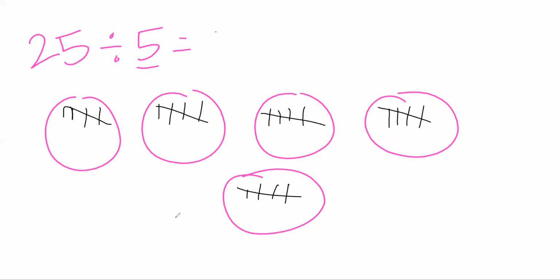And as I can see, I have 5 in each, right? If I count them. 1, 2, 3, 4, 5. It's a group of 5. So there we have it. This is the equal groupings. Let's do one more, right?